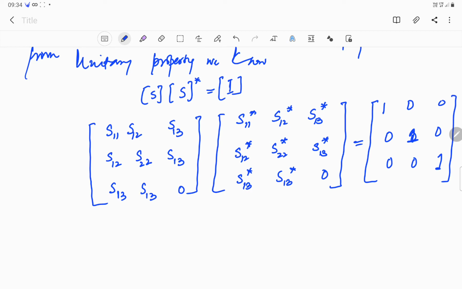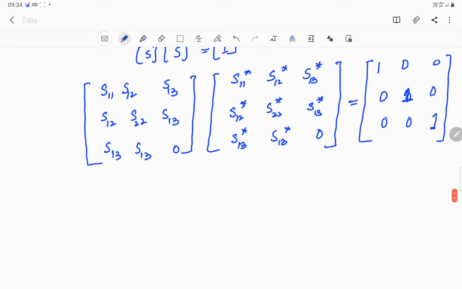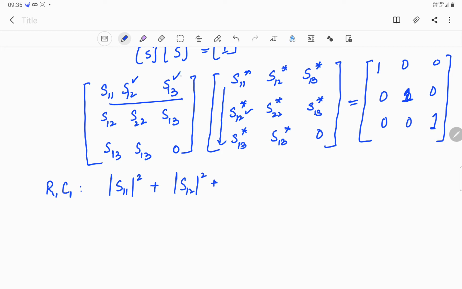Now, as I said, in order to find these four unknowns, I need to have a minimum of four equations. So I'll multiply the first row with the first column, row 1 with column 1. When I multiply row 1 with column 1, I'll get S11, S11 star, which means mod of S11 square. S12, S12 star would mean mod of S12 square. S13, S13 star would mean mod of S13 square, equal to 1.